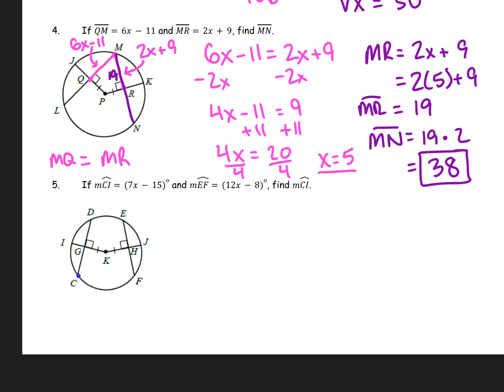Arc CI is just this piece right here. That's the 7x minus 15. But the measure of arc EF, that goes from E to F. That's 12x minus 8. Even just highlighting these, I can tell you these are not equal. So I have to get them to be equal to each other.